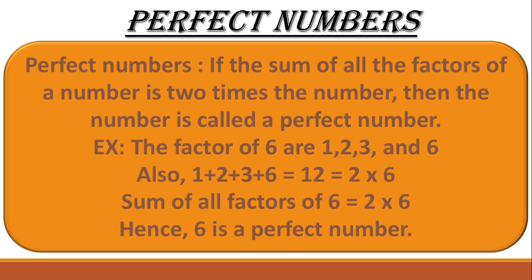So if we find the sum of all the factors of a number and it is equal to 2 times the given number, then it's a perfect number. Now after adding these factors of 6, we got 12. And 12 is 2 times 6. So 6 is a perfect number.